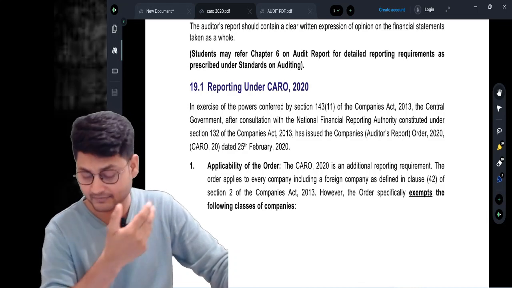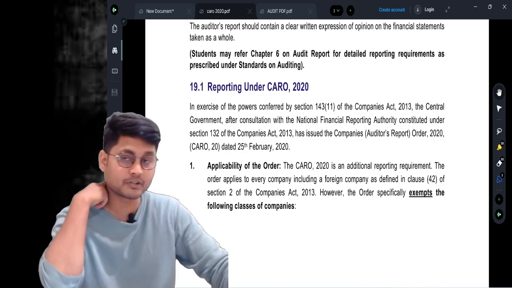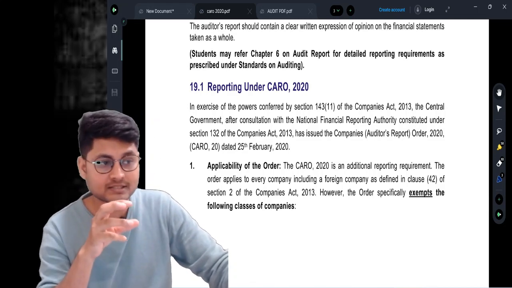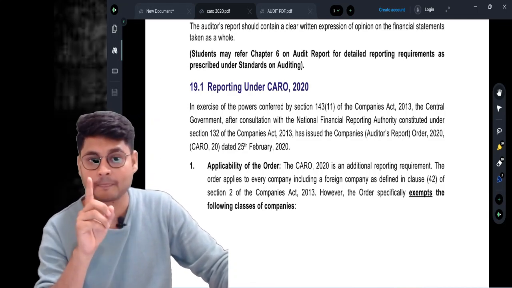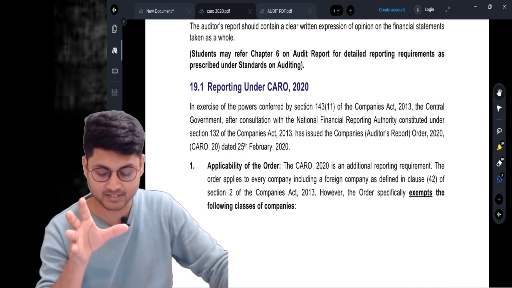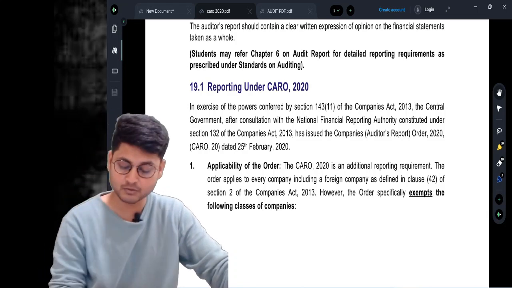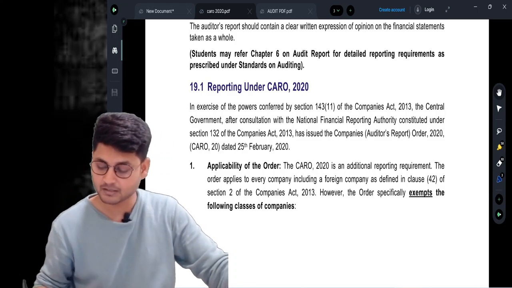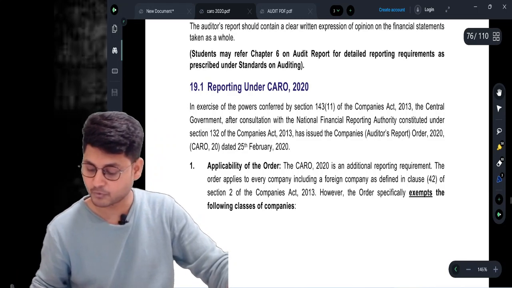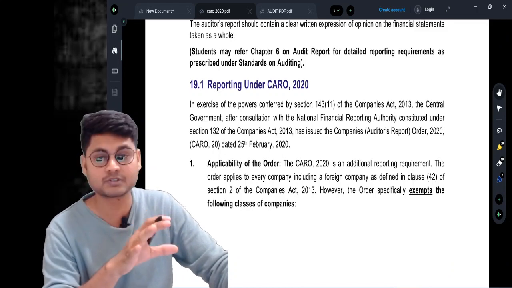When we were discussing the Companies Act 2013, which is there in your syllabus, company audit, I told you there is one section, section number 143, subsection number 11. It talks about an annexure called the Companies Auditor's Report Order 2020. Previously it used to be 2016, now it is 2020.